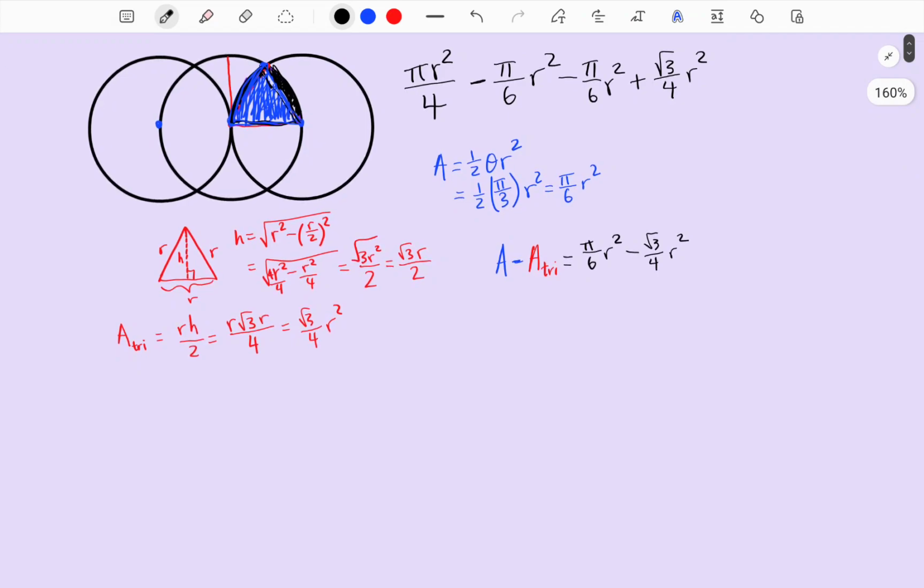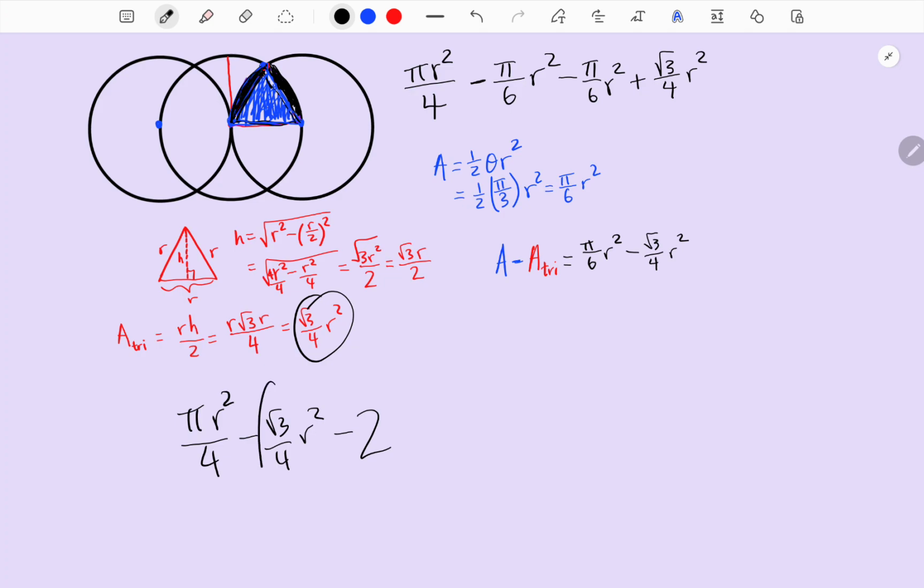Okay. Another way you can do this is you can take away the area of the triangle, which is you subtract this, okay? But then you also need to take away 2 of these black ones. So what you can do is also do pi r squared over 4 and then you subtract the area of the triangle, which is square root of 3 over 4 r squared, and then you subtract 2 of these black shaded areas right here. So you have 1 and then 2 of them, right? Because over here you already subtracted the area of this blue triangle.